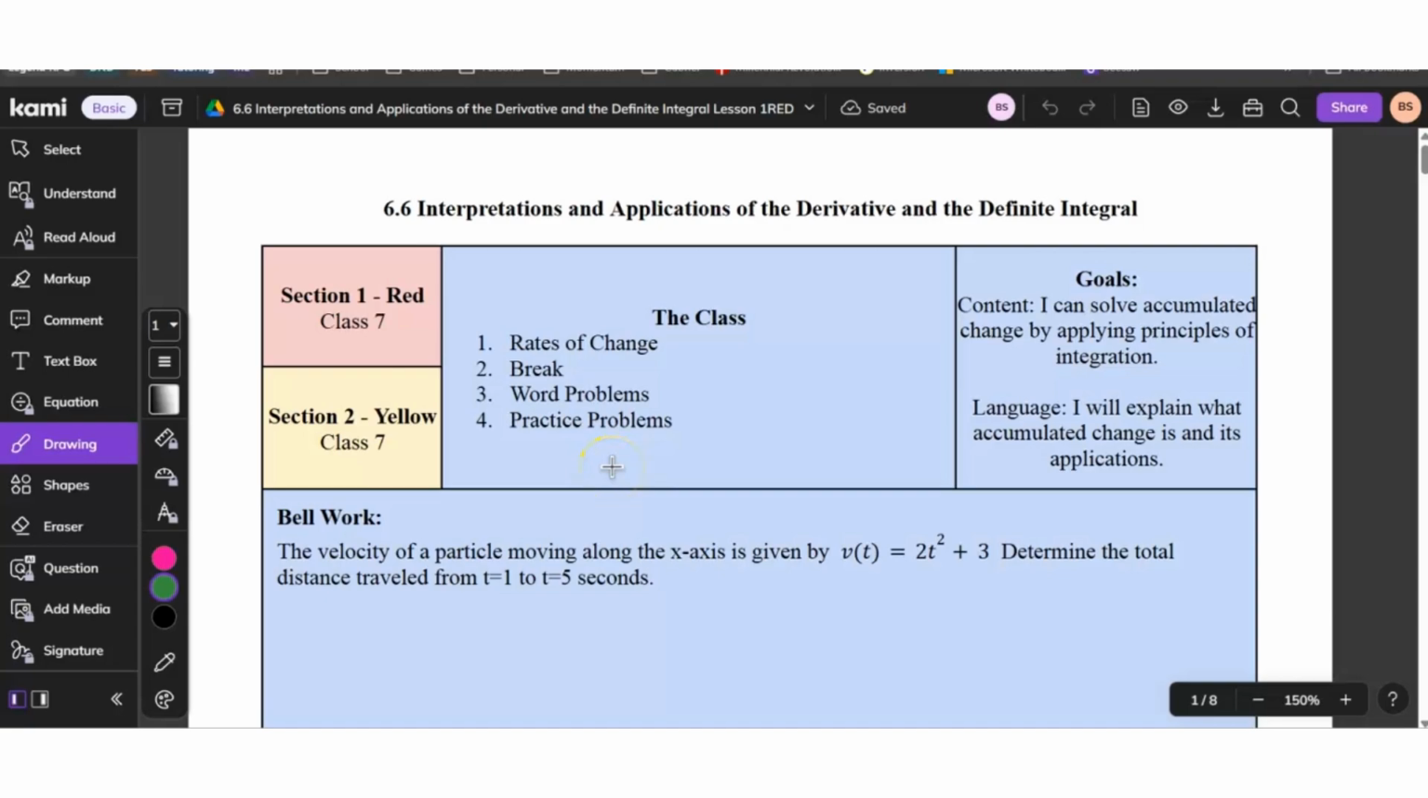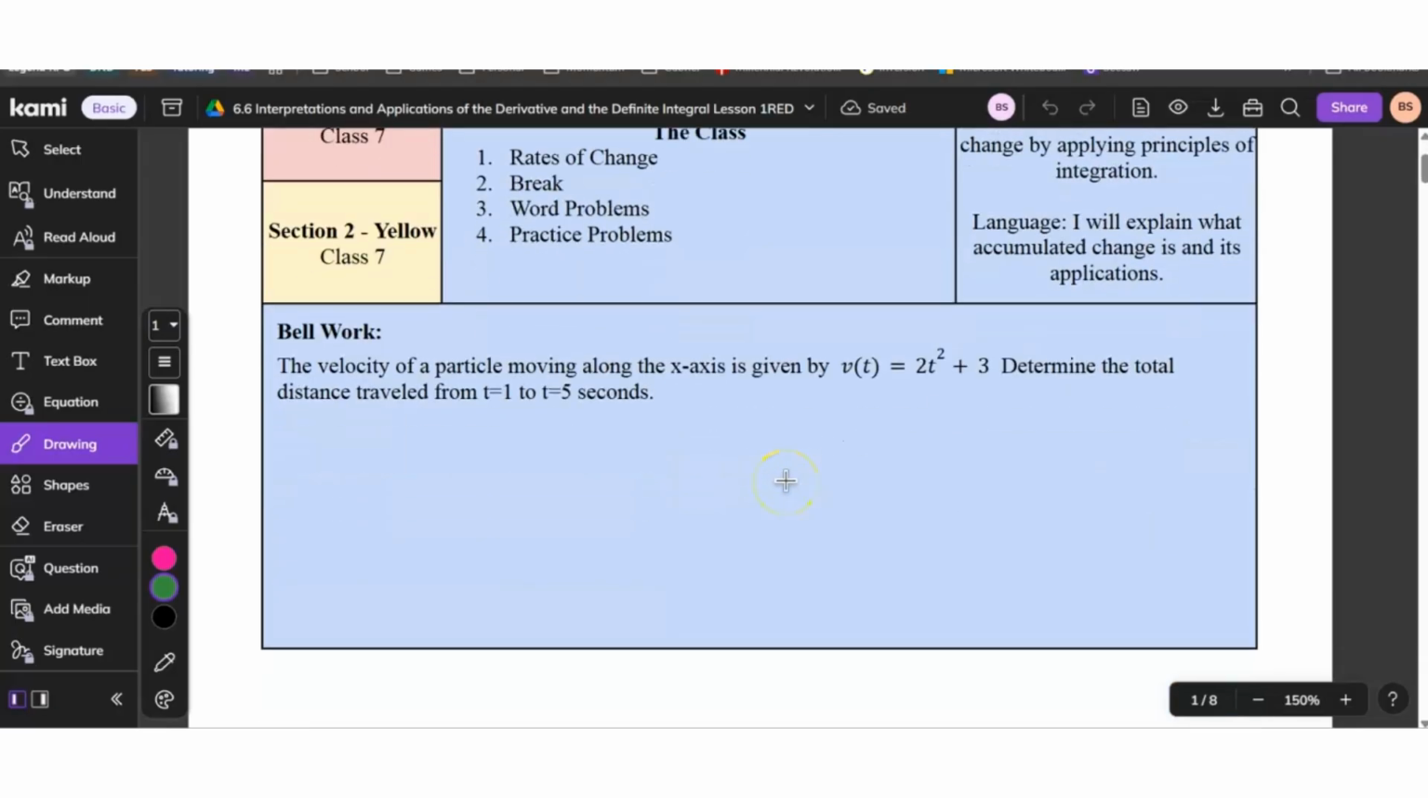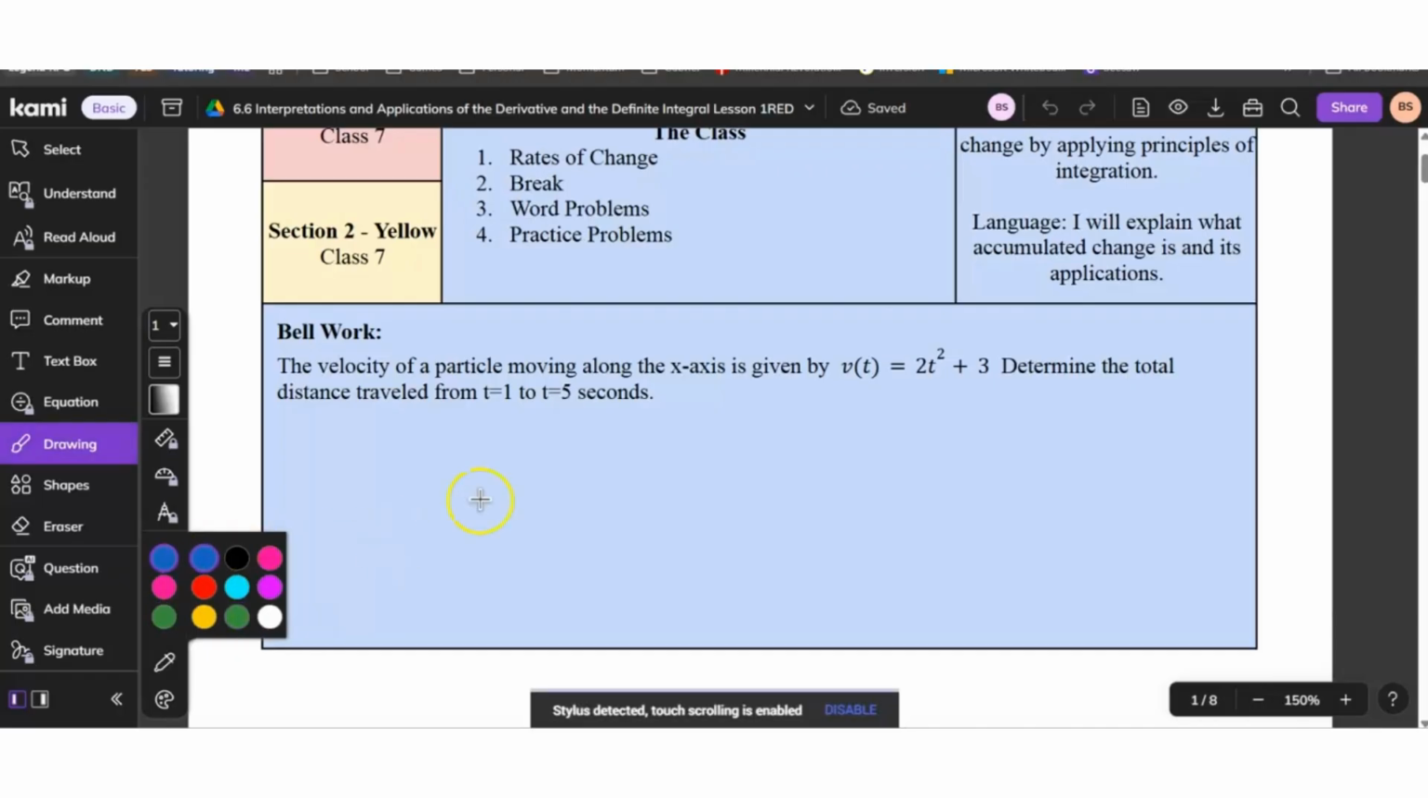All right, guys, we got 6.6. We're going to interpret the applications of the derivative and the definite integral. So, did you guys do this one by hand or with a calculator? Let's do it by hand. I like it. I like the way you think.